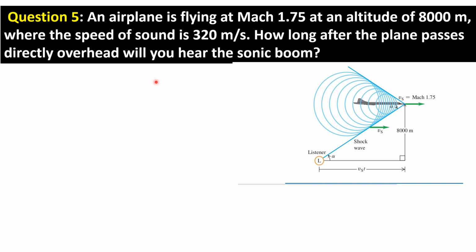Our last question, question number 5. An airplane is flying at Mach 1.75 at an altitude of 8,000 meters, where the speed of sound is 320 meters per second. How long after the plane passes directly overhead will you hear the sonic boom? Alright, so assume that you are the listener and you're on the ground, of course.